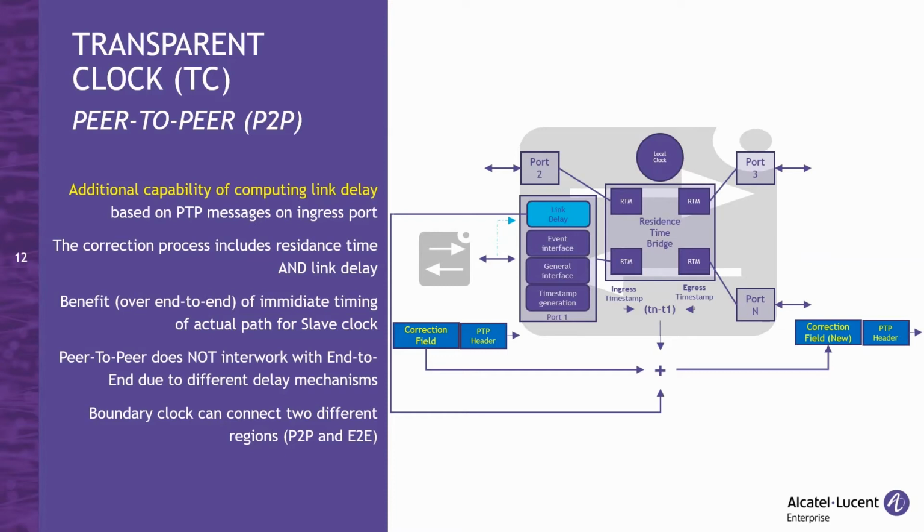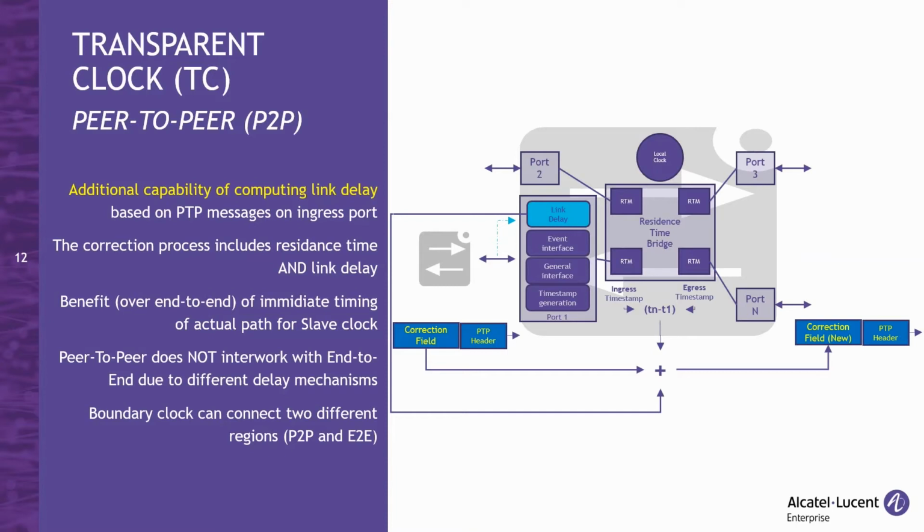The benefit of peer-to-peer transparent clock is that slave clock is immediately informed about timing value of the actual path through the network. In the case of end-to-end transparent clock mentioned earlier, additional steps are required to measure link delay between master and slave, which takes also additional time. It is important to mention here that peer-to-peer and end-to-end transparent clocks don't interwork.